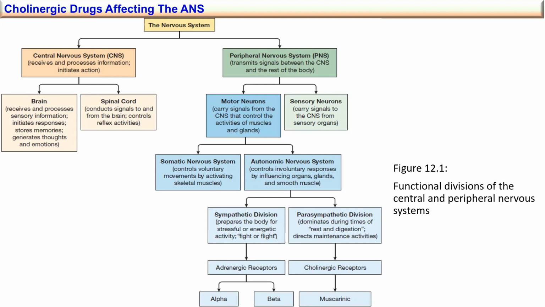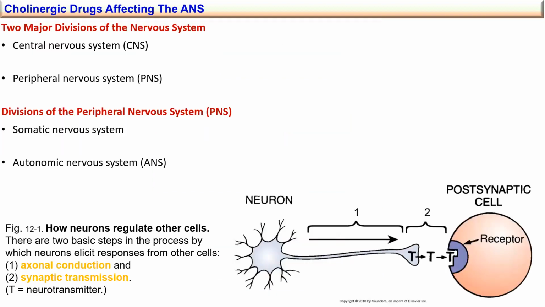So the recap is that the nervous system consists of the CNS, the central nervous system, brain and spinal cord, and the PNS, the peripheral nervous system, motor and sensory. The motor consists of the somatic and autonomic nervous system. Our focus will be on the ANS, sympathetic and parasympathetic. Sympathetic is adrenergic, alpha and beta receptors, and parasympathetic is the cholinergic receptors, which is the focus of this Chapter 12.